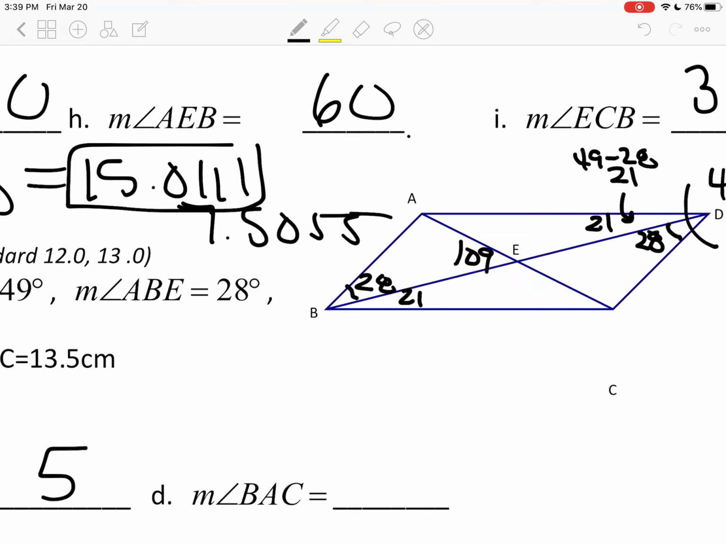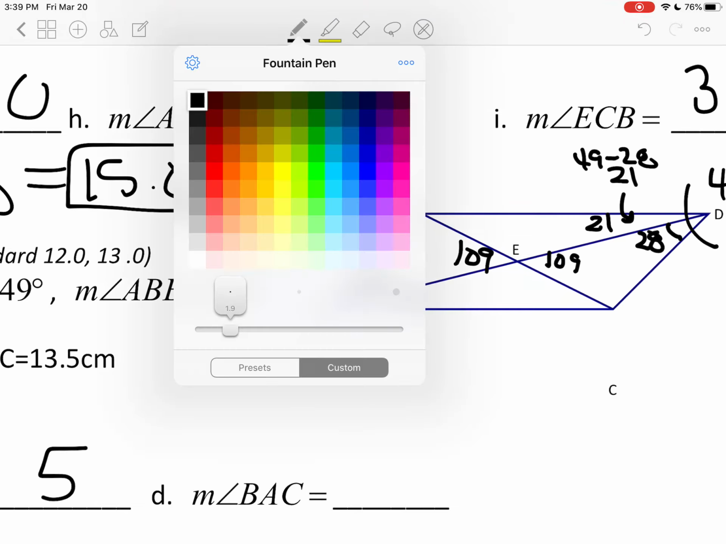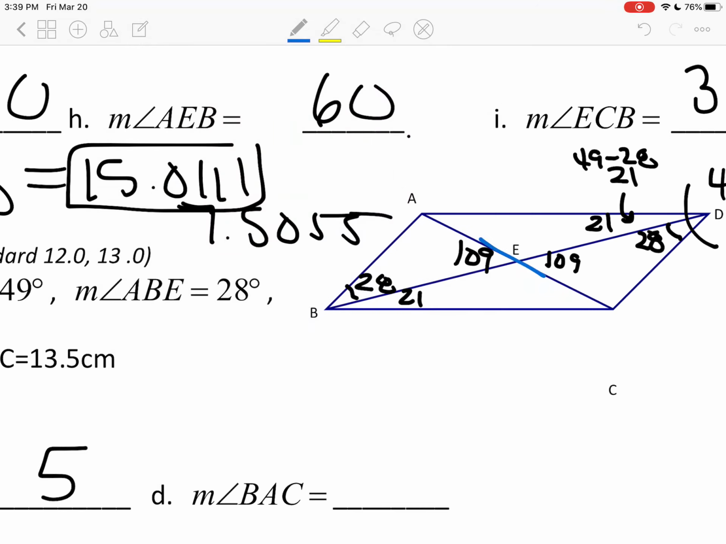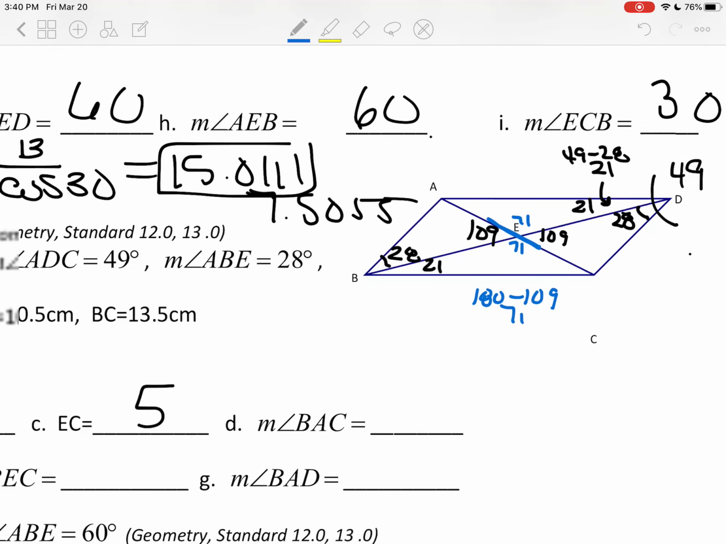Now, if this angle here in the middle is 109, that means this angle is also 109. This line right here is a straight line, so it's 180. So if I take 180 minus the 109, it gives me 81, or 71, sorry. So that's 71 and that's 71.